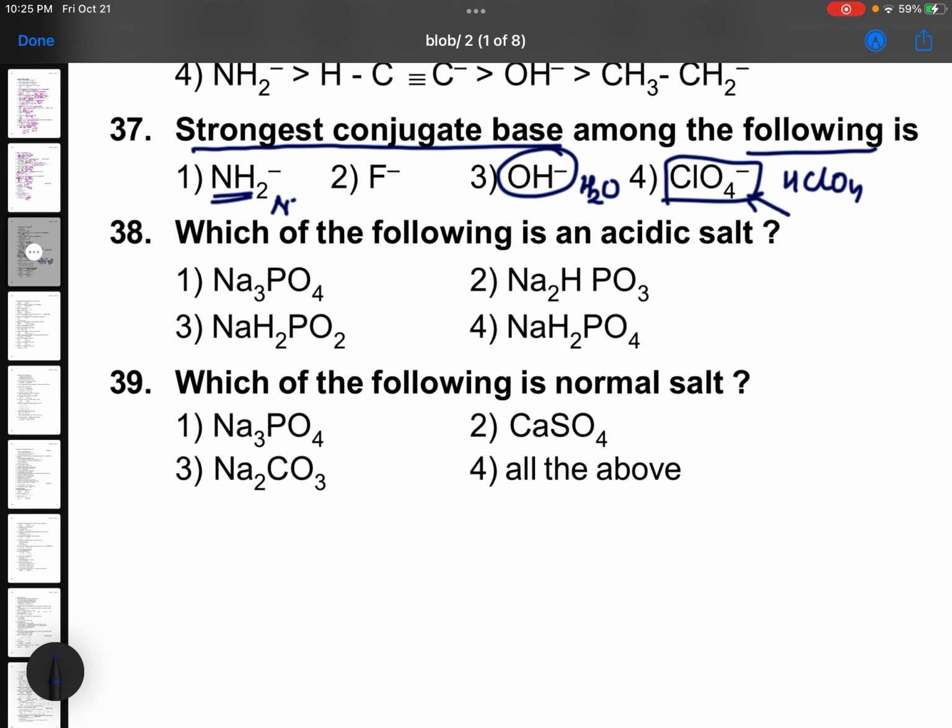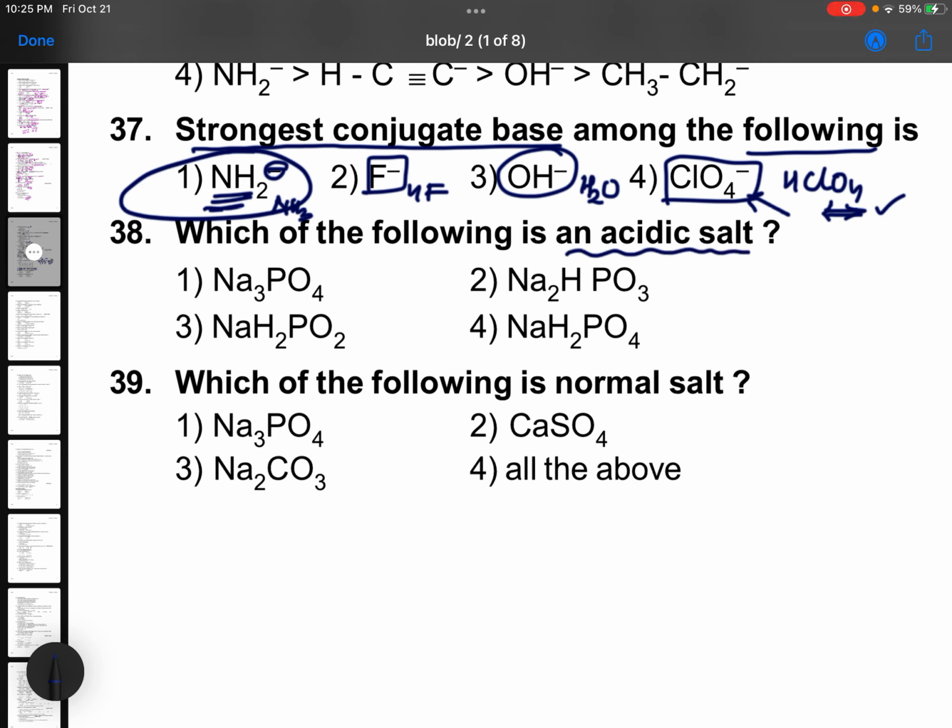This is coming from ammonia. This is coming from HF. Of all these, ammonia is the weakest acid, so NH2 minus is the strongest base. A less electronegative atom with negative charge is always strong. And these points we will discuss in organic chemistry. In organic chemistry, so many such things will be there in carbanions and all that, nucleophilicity, basicity.